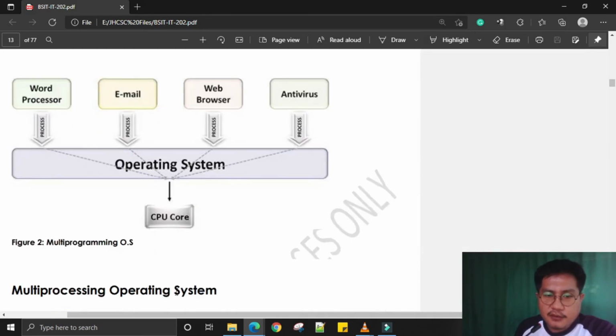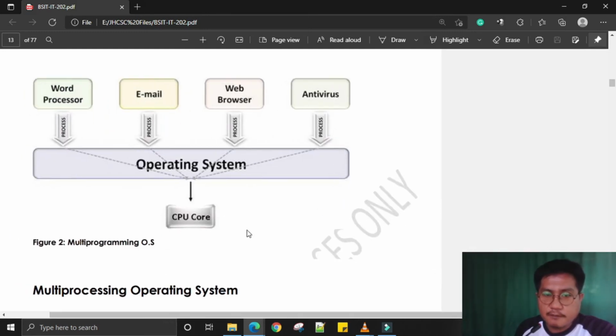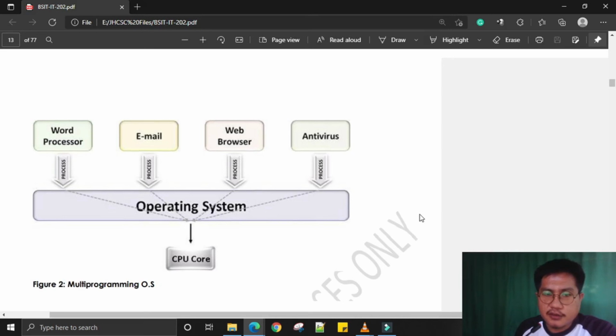Then here is an example diagram of the multiprogramming operating system. It could accept a word processor, email, web browser, and antivirus at once. While in the previous operating system, it would only process the word processor, then email, then web browser, then antivirus. But here it is almost simultaneous, but not really simultaneous because it follows first come first serve programming.